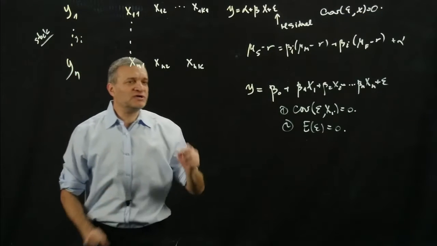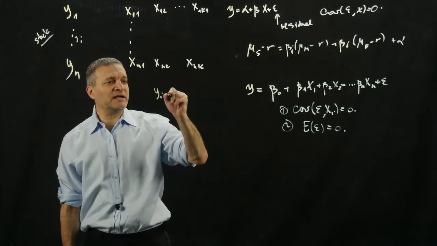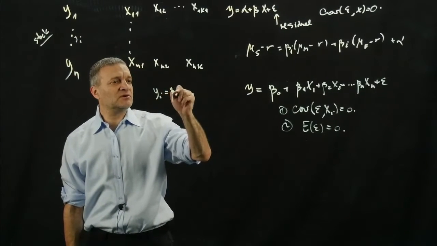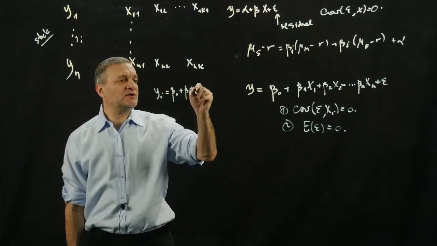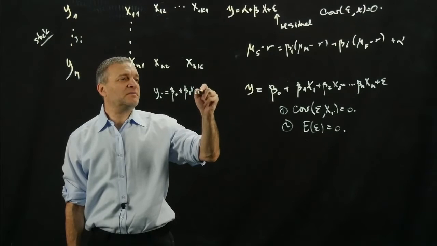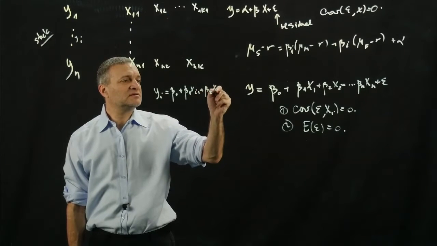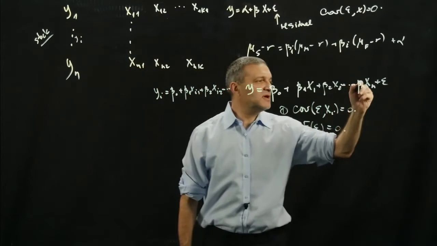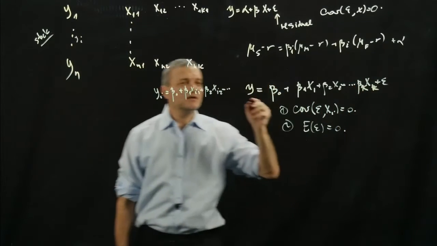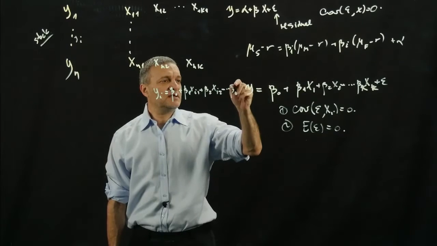Okay? So on each line, let's say this is yi here, you're going to get the following. You're going to get yi equals beta 0 plus beta 1 times xi1, plus beta 2 times xi2, and so on. So this is k, of course, forgive me, then beta k times xik.